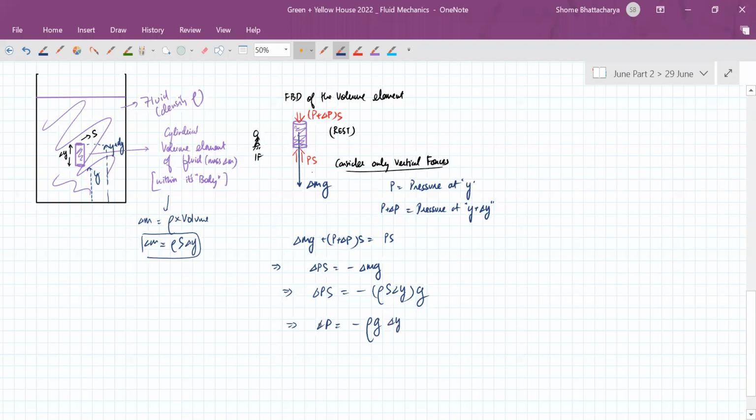In other words, as you go up through a distance of delta y, the pressure reduces by minus rho g delta y. This is why we have the vertical pressure gradient, which is of course negative, which shows that pressure decreases as we go up.